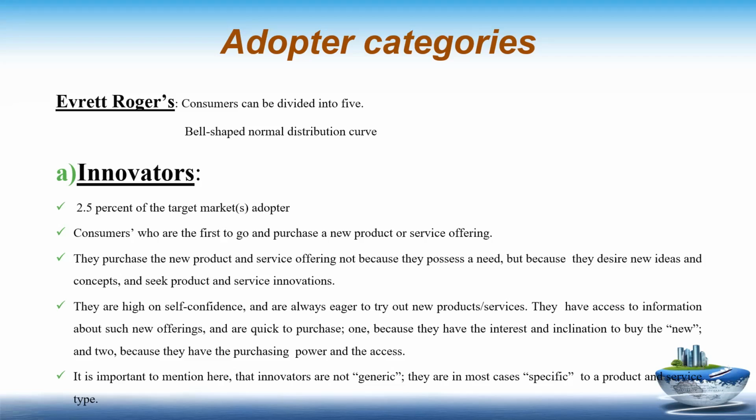There is evidence to suggest that innovators are very different in personality and lifestyle from others. They are very cosmopolitan, having friends outside the communities in which they live. Their sources of information also reflect a cosmopolitan orientation, transcending the local community and including other innovators and interpersonal and scientific sources. They are very high in self-confidence and eager to try out new products and services.